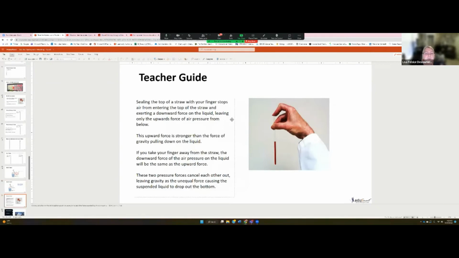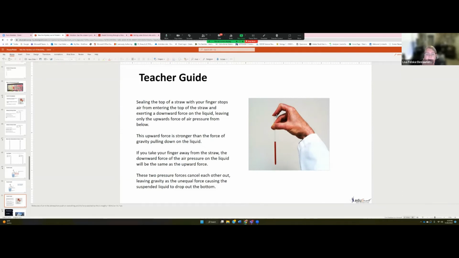When you seal the top of the straw, it prevents air from going down inside the straw with a downward force on the liquid. So you only have the upward force of air pressure, okay? Kids don't understand that air pressure comes from all directions, and that upward force is stronger than the force of gravity pulling down on the liquid. Gravity still works right here, okay? But it's equal to the air pressure pushing up. So that's why it doesn't move.